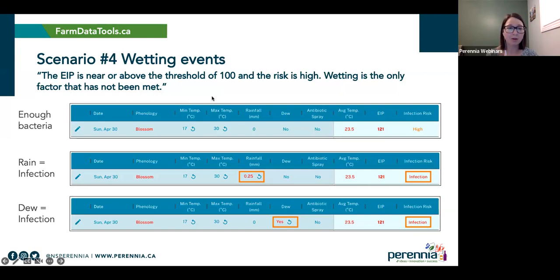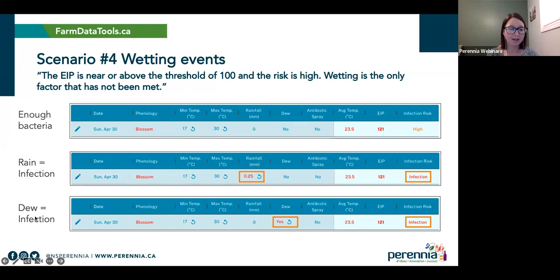Just showing that in the model here, what happens is you have enough bacteria. Looking at the EIP, it's 121, so it's above 100, and the infection risk is high, because we don't currently have a rainfall or a dew put into the model here. But then if you do have a rain, that rain is shown in red here. I put in 0.25 millimeters because that's the minimum amount to cause an infection. And you can see that infection has been triggered.